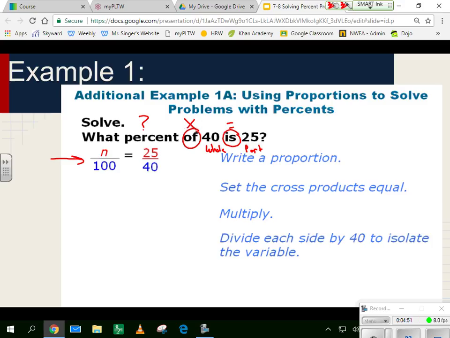So now all we have to do is cross multiply, or find the cross products. 40 times n is just 40n. And 25 times 100 is 25 with 2 zeros, or 2500. Now to solve this, the opposite of multiplying is dividing. We're going to divide by that number to get n alone. Now they both share a 0, so I'm going to make our math a little easier and cross off a 0 on each one. So now we just have to see how many times 4 goes into 25 or 250. Okay, 4 can't go into 2, but 4 can go into 25 5 times.